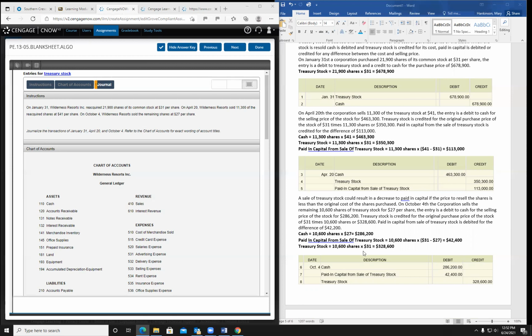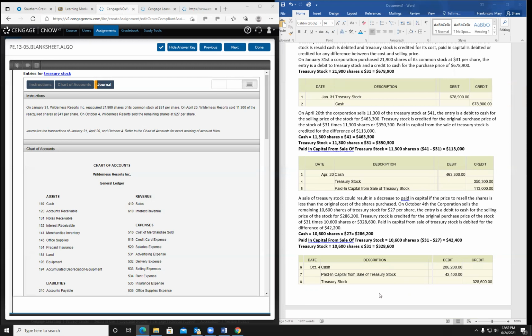So again, let's look at this. We sold the remaining shares, which was 10,600, and we sold it at $27 a share. So then we're going to go ahead and debit our cash for that amount of $286,200.